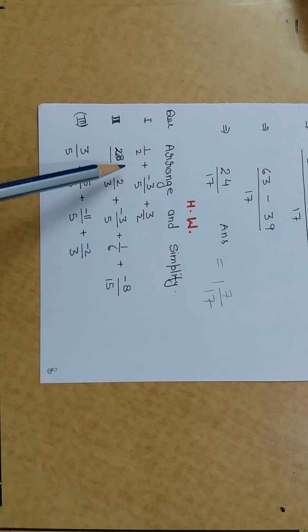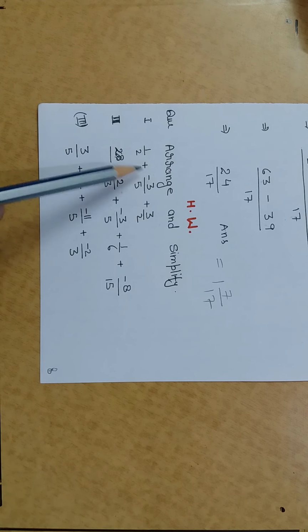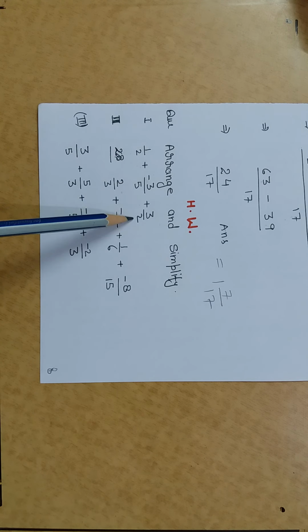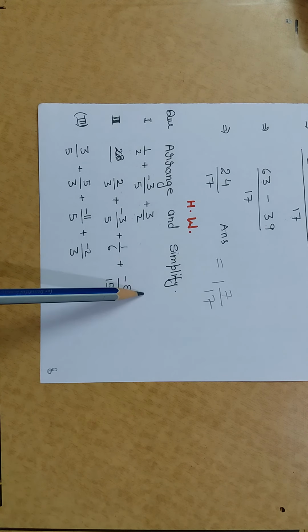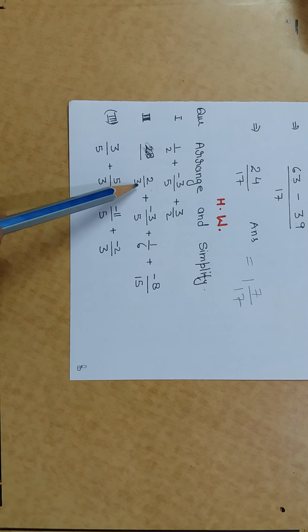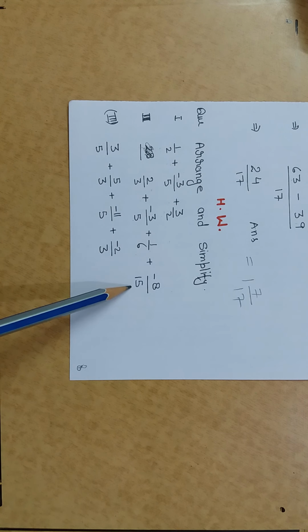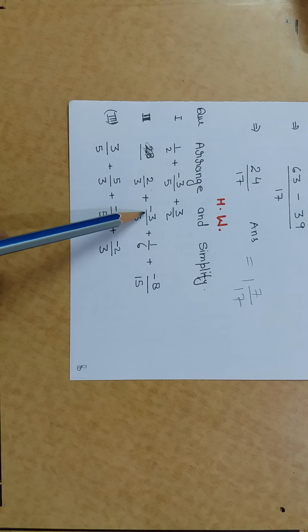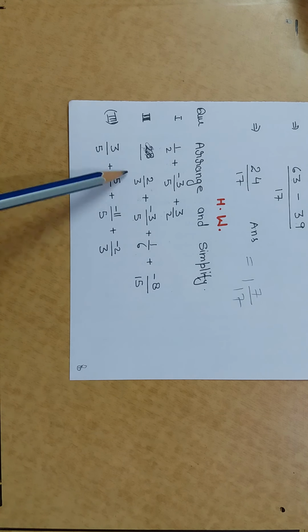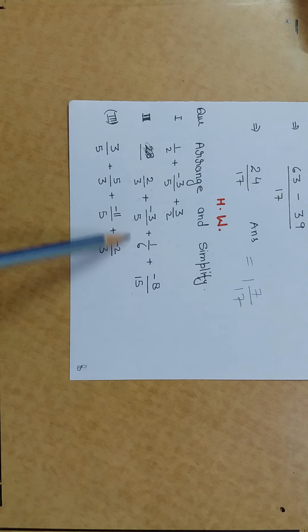Arrange and simplify. First of all change the sign, plus minus is minus, and here only positive, so no change. And then take the LCM of 2 and 5, the LCM is 10. You can solve. Okay, here the second part: 2 by 3 minus 3 upon 5, 1 upon 6 and minus 8 upon 15. Simplify the signs, plus minus is minus, and take the LCM of 3, 5, 6 and 15. I think 30 as the LCM.